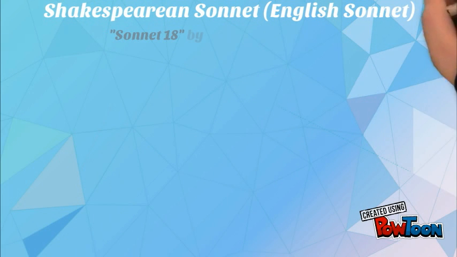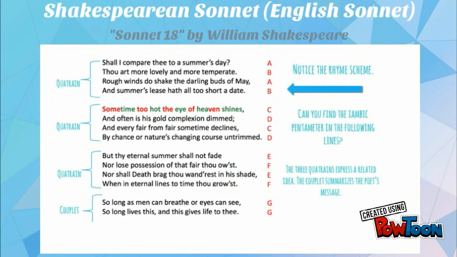The Shakespearean sonnet is also known as the English sonnet. It has a specific structure, rhyme scheme, and appears written in iambic pentameter. The three quatrains express related ideas or a story, and the couplet or volta sums up the poet's conclusion or message.